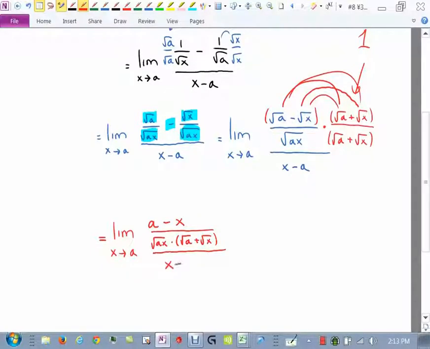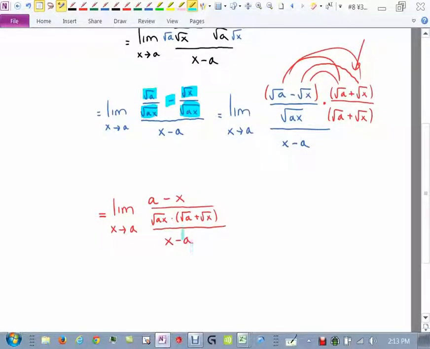And look at this. We have a minus x up here and x minus a down here. And those are almost the same. They're just off by a sign. So remember, the bottom here is a fraction.